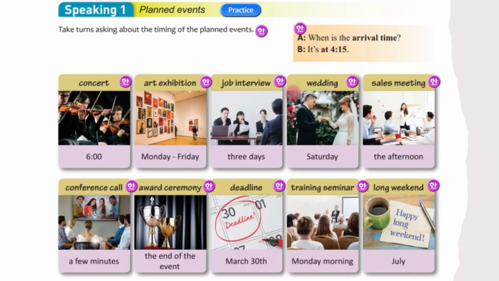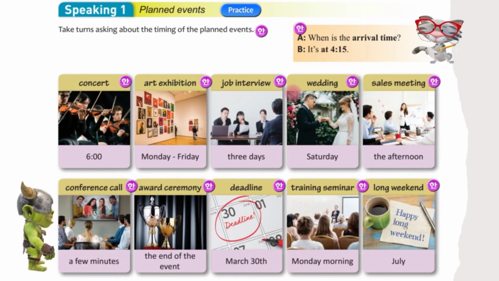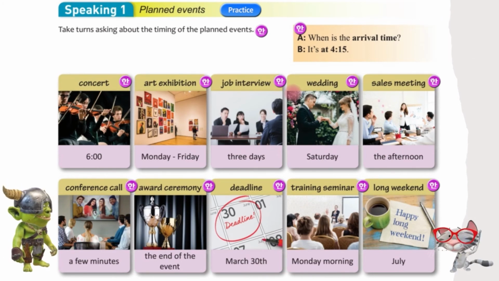So it's at 4:15. What's the arrival time? It's at 4:15. It's 4:15 would give a slightly different meaning. What time is it? It's 4:15. When is the arrival time? It's at 4:15. So this is a specific point in time, therefore it needs the preposition. Otherwise, it will confuse the listener. I didn't know that. That's a good tip.